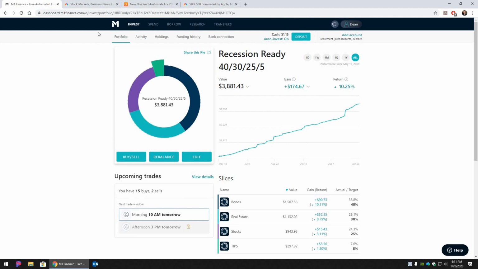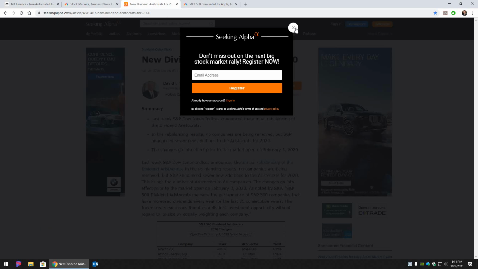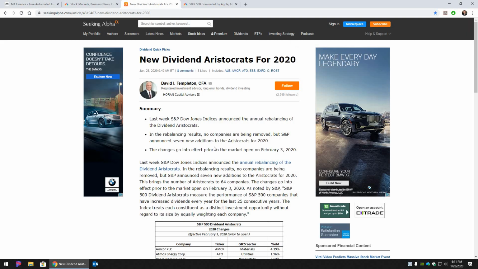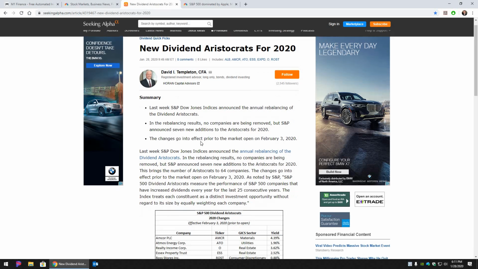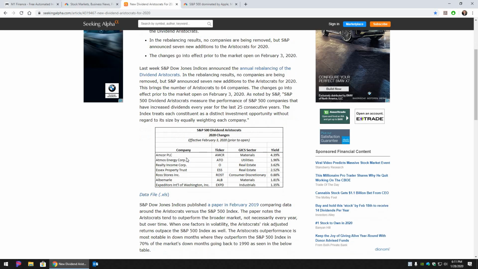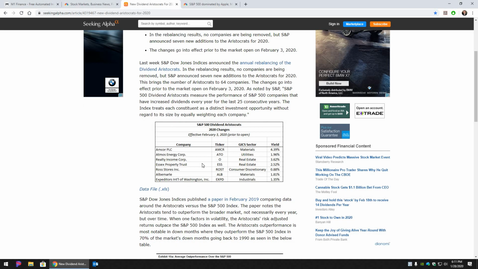Back to, let's see what I have. Dividend Aristocrats. Let's move over to Seeking Alpha. This report just came out. The Dividend Aristocrats for 2020. There are some new additions. We have several new additions. Some will see familiar faces. So this is how I've changed my account. You'll see some extra buys and sells coming in. We'll start off with the good.